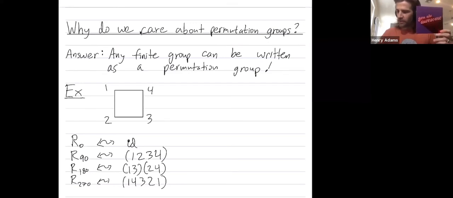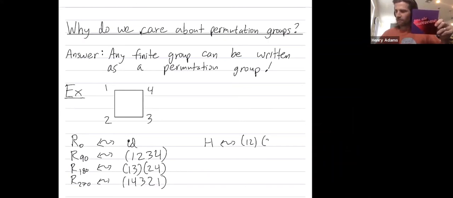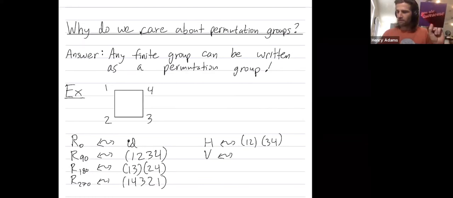Okay, let's look at the flips. The horizontal flip, maybe I'll say it's the flip around this horizontal line. That swaps 1 and 2. And this horizontal flip swaps 3 and 4. This vertical flip, that corresponds to the permutation that swaps 1 and 4, and swaps 2 and 3.